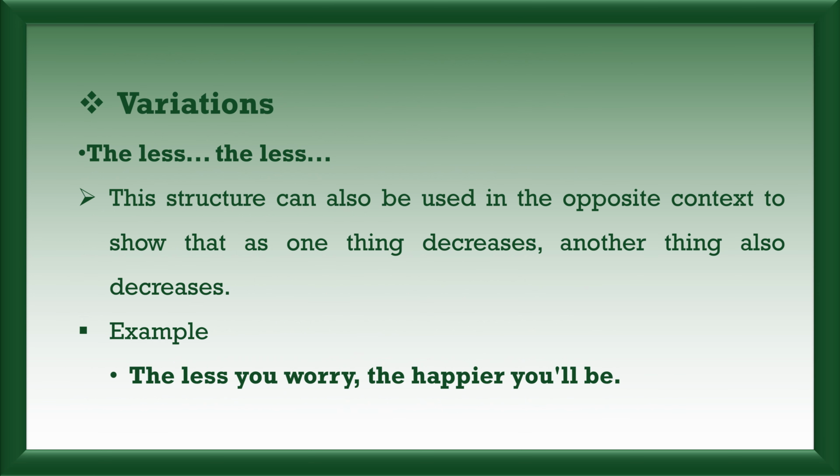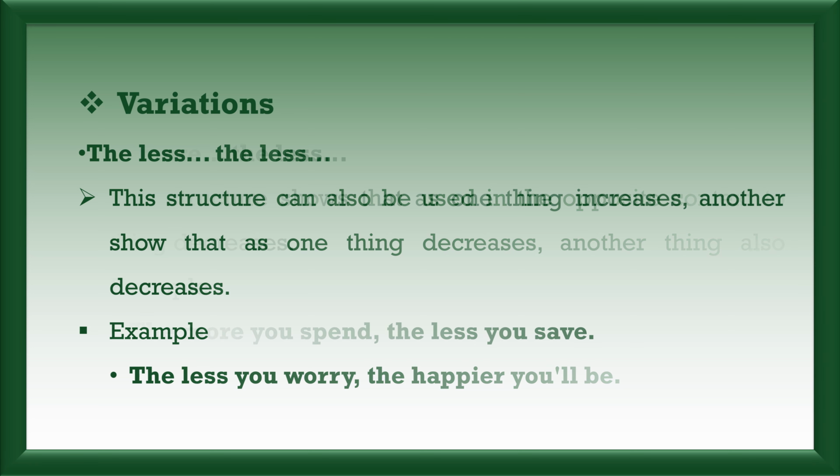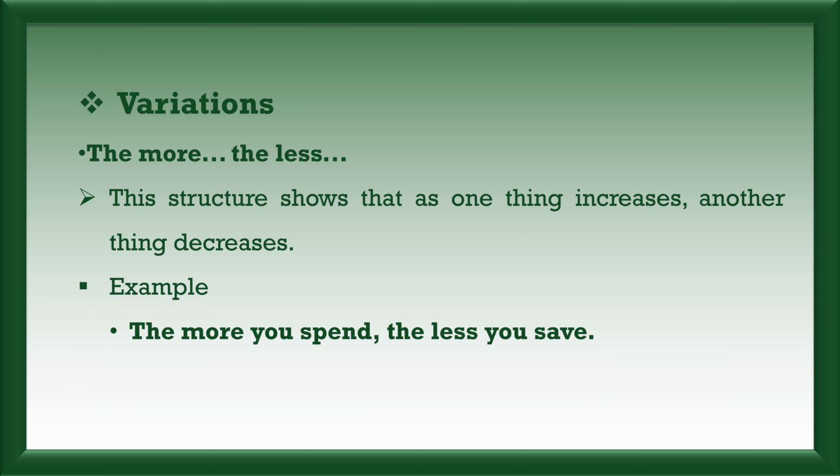Variations. The less. This structure can also be used in the opposite context to show that as one thing decreases, another thing also decreases. Example. The less you worry, the happier you'll be. The more, the less. This structure shows that as one thing increases, another thing decreases. Example. The more you spend, the less you save.